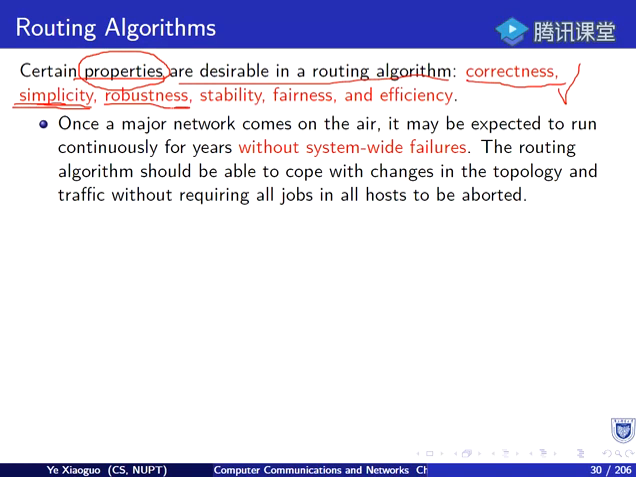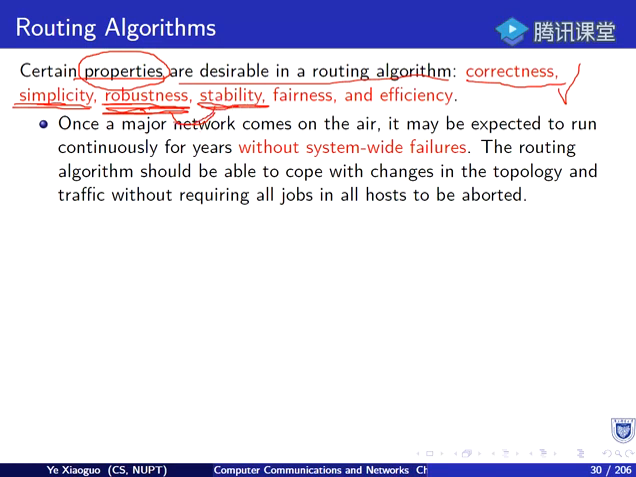Robustness. Robustness means stable, robust under various conditions. Stability and robustness are sometimes the same.